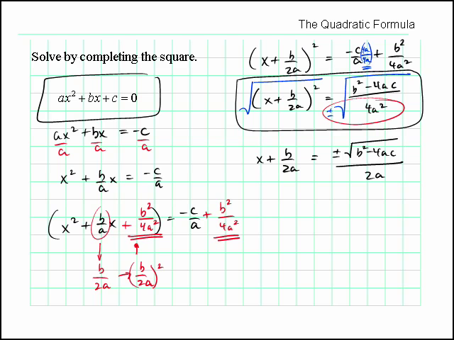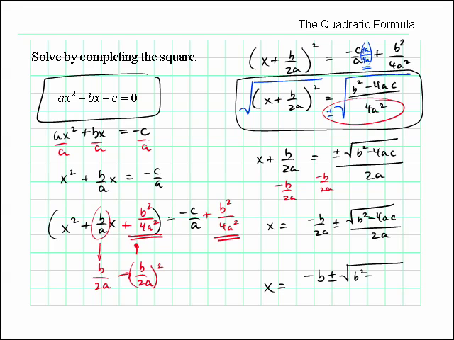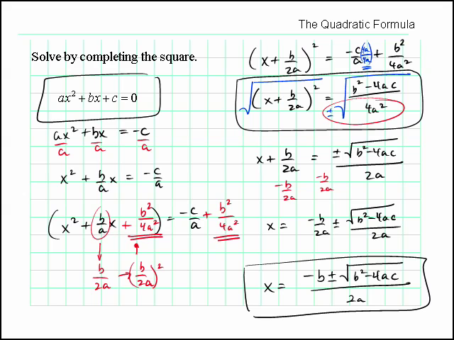Just a couple more steps here. The next is to subtract b over 2a from both sides. I'm going to put it in the front like that. Negative b over 2a plus or minus the square root of b squared minus 4ac all over 2a. We already have a common denominator, so I could put this all together and get negative b plus or minus the square root of b squared minus 4ac, and the entire numerator here is divided by 2a. And this is what is known as the quadratic formula, and that's where it comes from.